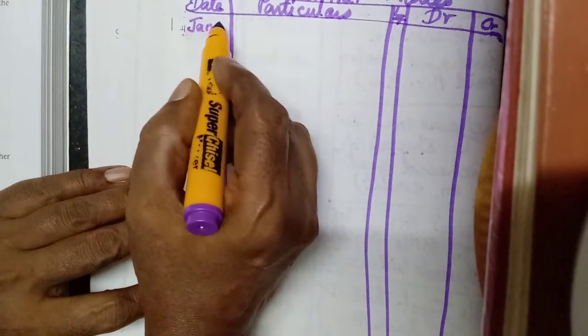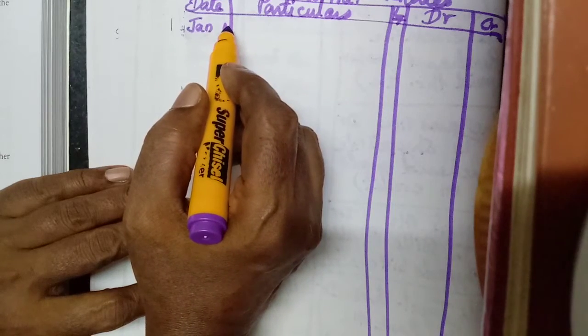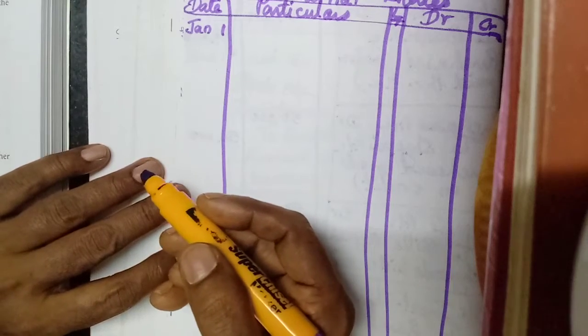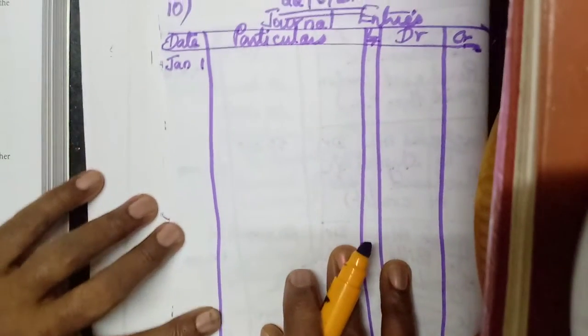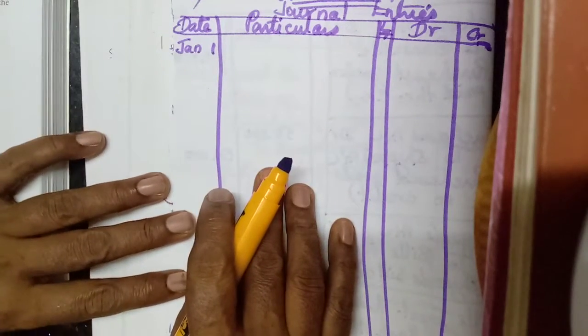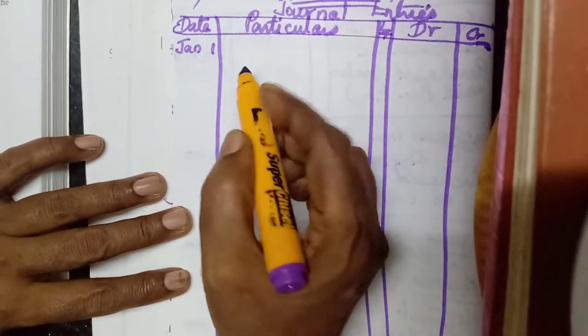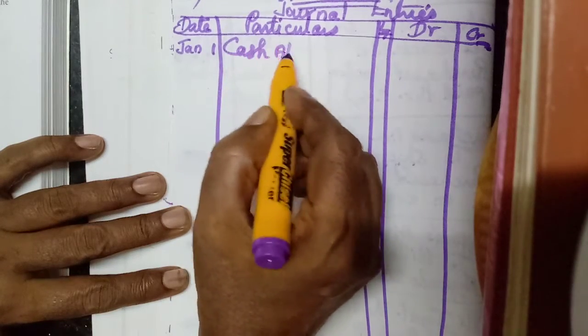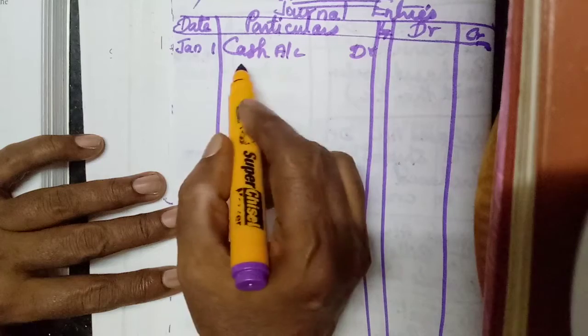Okay, January 1. Started business with cash. Raja has a hotel. The following transactions took place in his business. Analyze them. Okay, that is the heading. Then first one, started business with cash. We know entries, cash account debit to capital, whose Raja's capital.